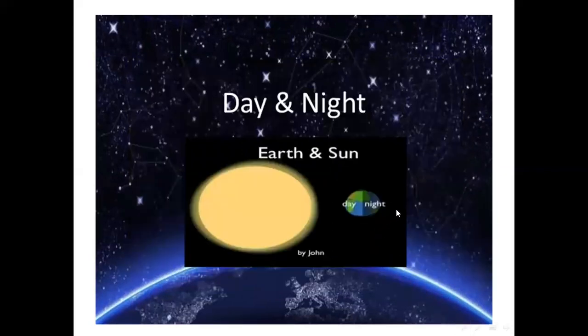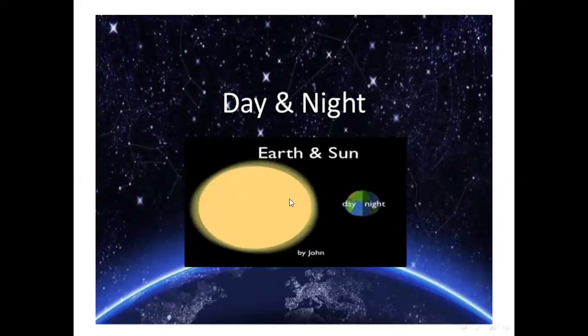Day and night. The next topic is day and night. When the earth rotates on its axis, it causes day and night. At any time only half of the earth is in sunlight. Half of the earth is in sunlight, and the other half is in shadow.